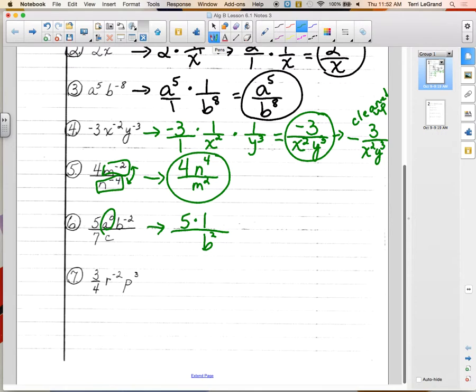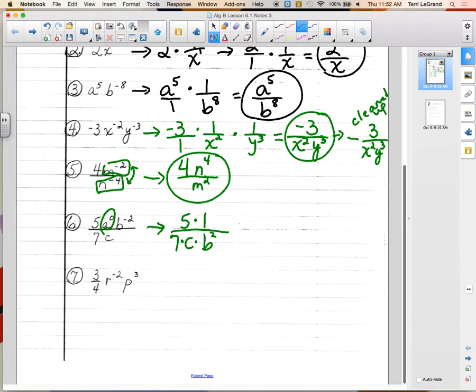Yeah, so downstairs it will be 7 c b to the positive 2. Oh, so you're saying we're going to leave the 7 and the c down there? Yeah. Okay, why? Not because they're positive, but because they're to a positive one power. They're not to a negative power. They're not to the 0 power. 7 needs to stay where it's at. C needs to stay where it's at.